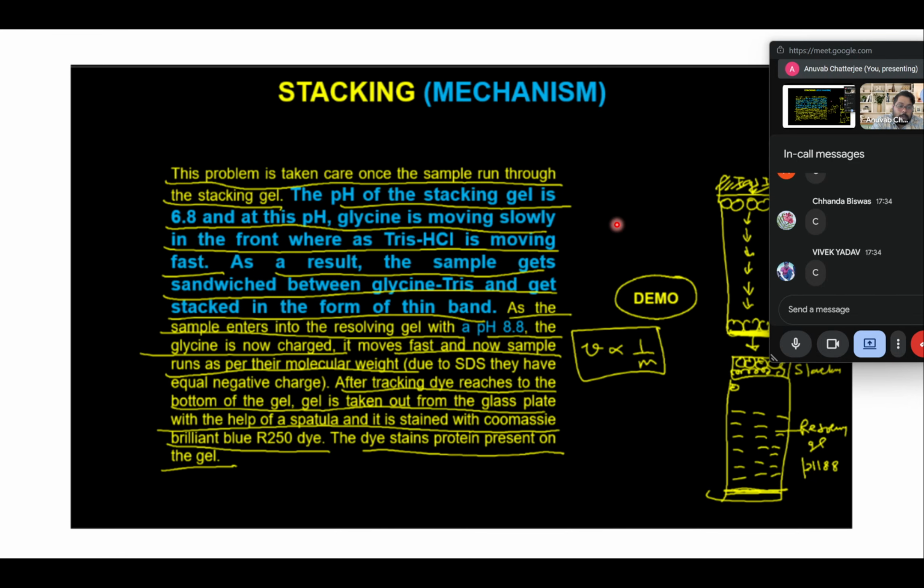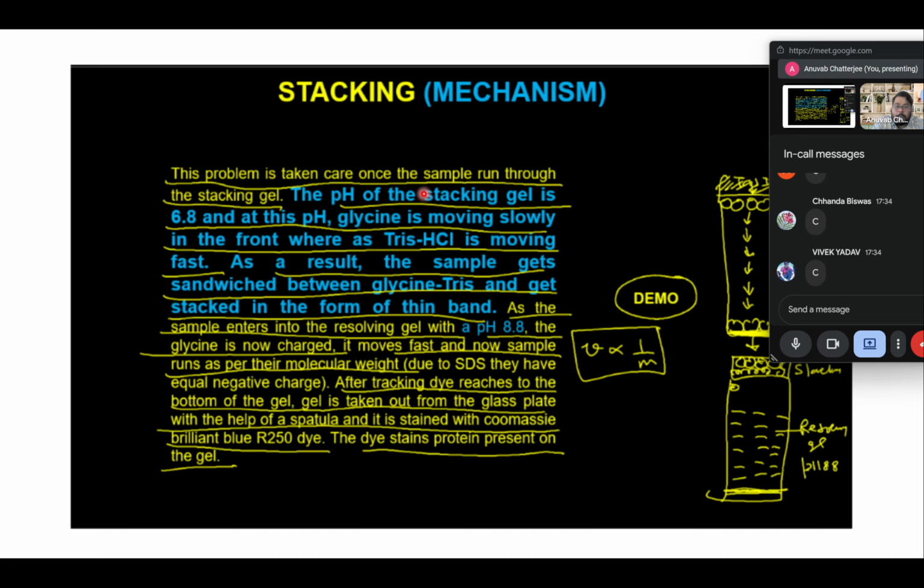So you have two separate gels, one at the top, one at the bottom. The idea with the top is that it will cause everyone to come to the same starting position before you start resolving the entire gel. The stacking gel has a different pH of 6.8, and the solution that you use to load the proteins has glycine, and obviously the buffer has tris hydrochloride.